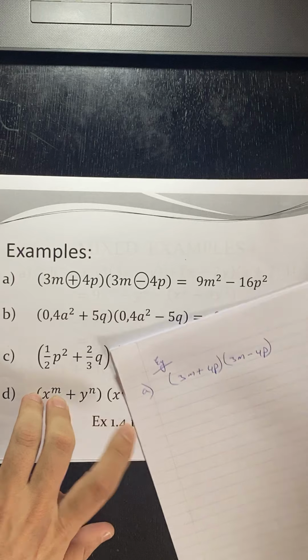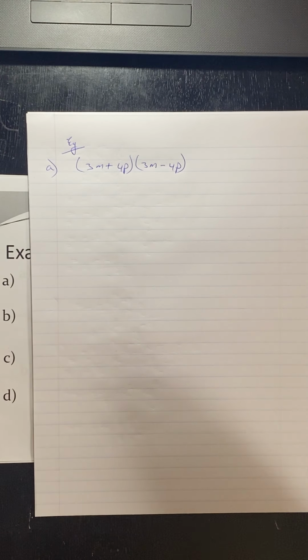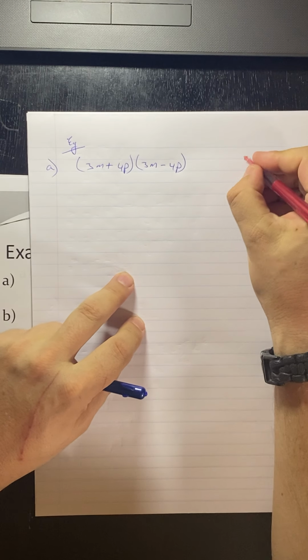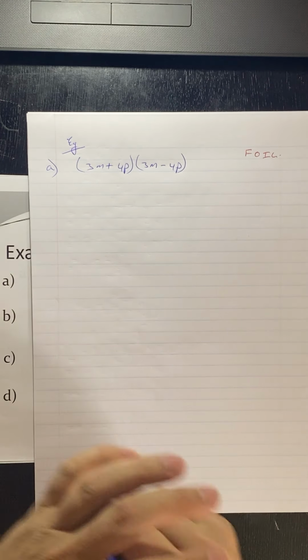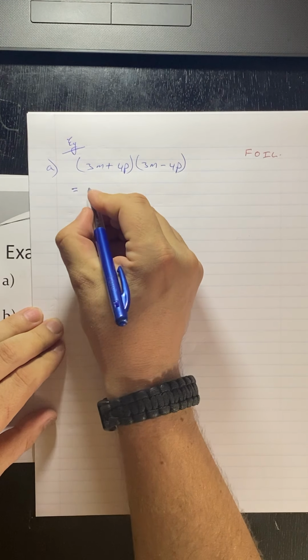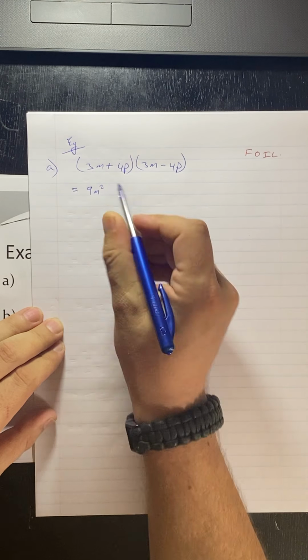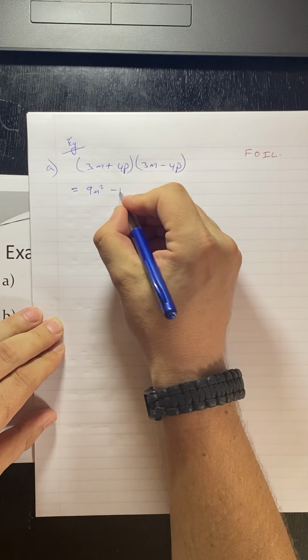So what I'm going to do is go through the normal FOIL way that you guys learned the other day. You remember it's first, outer, inner, last. I'm going to go through this very quickly. If we do our firsts, we get 9m squared. If we do our outers, we get minus 12mp.